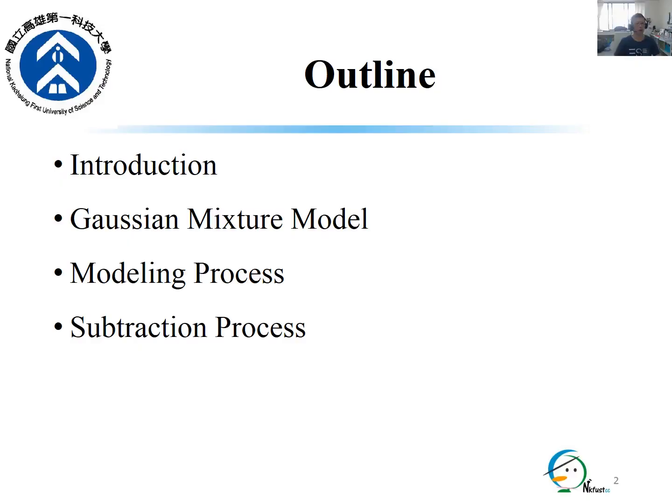The outline of this lecture includes introduction about what background subtraction is and its challenges, Gaussian mixture model about defining a model that is a mixture of Gaussian distributions, modeling process about how to model the scene using the Gaussian mixture model, subtraction process about how to subtract the background from the observed image and obtain the foreground objects using the constructed Gaussian mixture model.